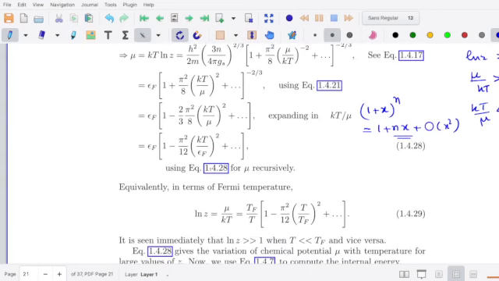And that's exactly what we have done here. So instead of mu, I straight away place epsilon f. The remaining terms will be swept into the higher order terms. So mu is now given as a series: epsilon f into 1 minus pi squared by 12 times kT by epsilon f to the power 2, plus other higher order terms.